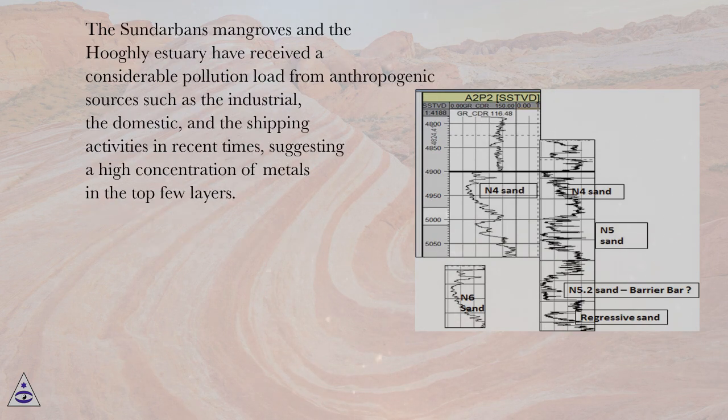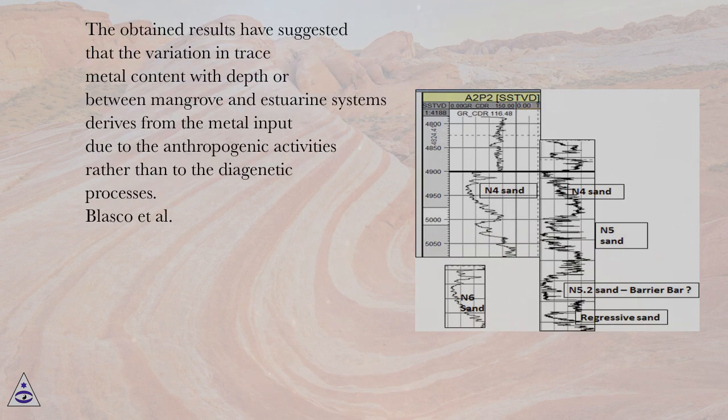The Sundarbans mangroves and the Hooghly estuary have received a considerable pollution load from anthropogenic sources such as the industrial, the domestic, and the shipping activities in recent times, suggesting a high concentration of metals in the top few layers. The obtained results have suggested that the variation in trace metal content with depth or between mangrove and estuarine systems derives from the metal input due to the anthropogenic activities rather than to the diagenetic processes.